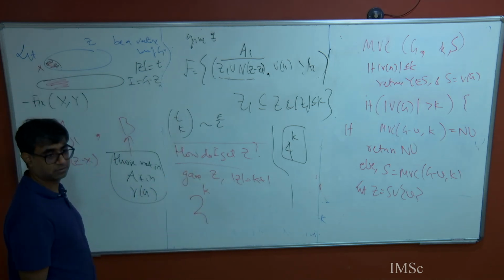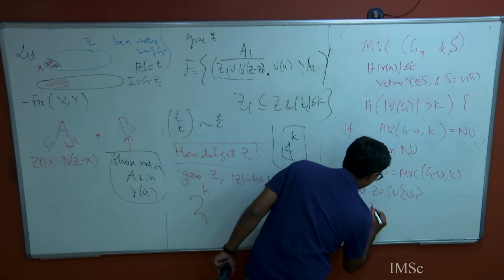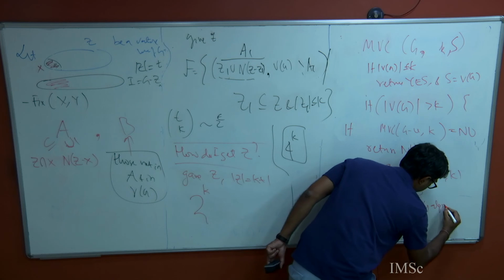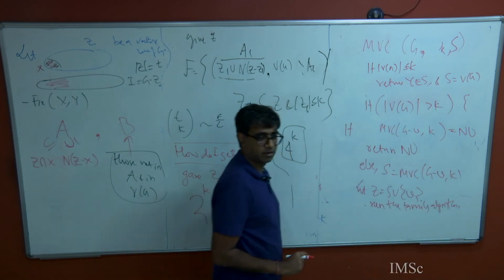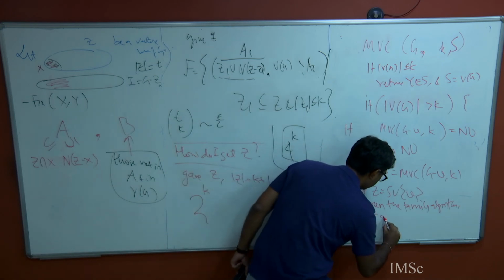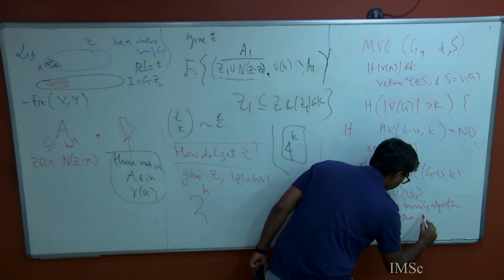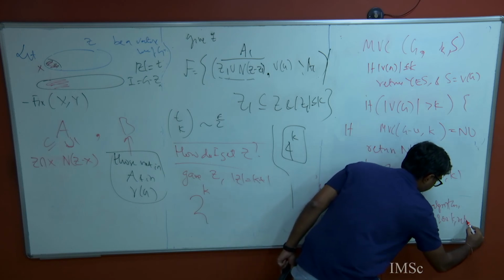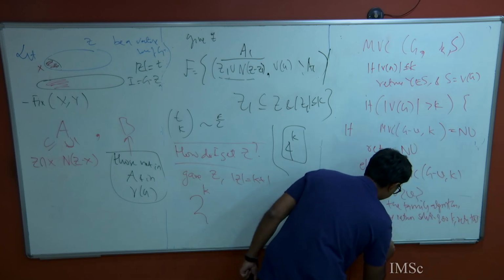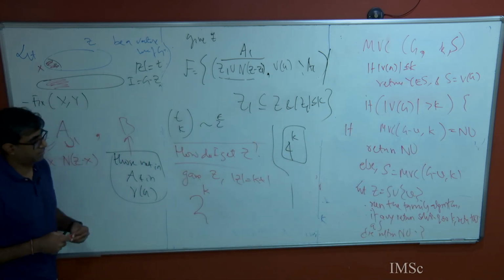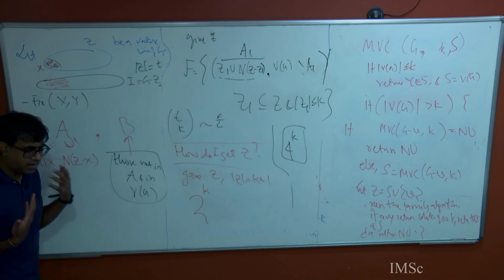Run my family algorithm. If it returns a solution of size k, return that as S, else return no. I am not great at this, but this is just a recursive algorithm. It is an induction algorithm.